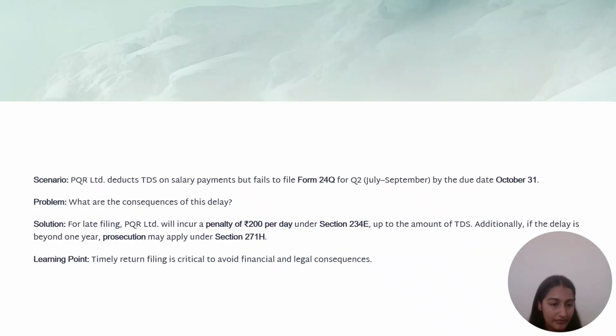And another example regarding penalty: if a person fails to file Form 24Q for quarter number 2, the due date of which is October 31st, then the penalty will be 200.